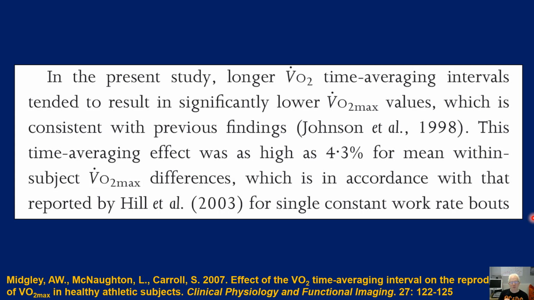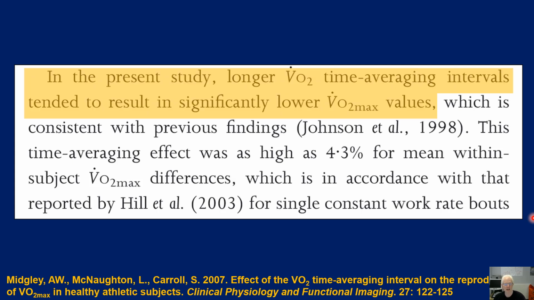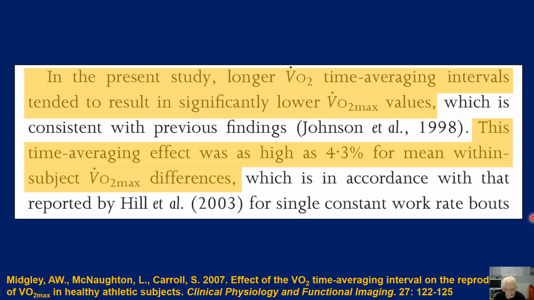If I'm using open circuit spirometry, I have all that expired air in a single Douglas bag, and I average across all that data in one Douglas bag. Does the way in which we average affect the outcome of our test? That is, does it affect the determination of VO2 max? Well, this is a paper from Adrian Midgley, published a while back now, but really useful in what it describes.